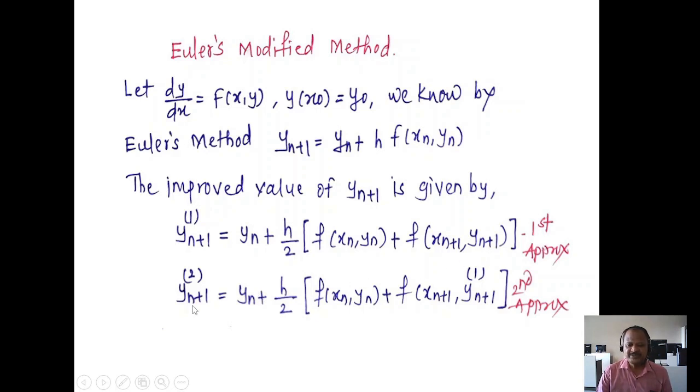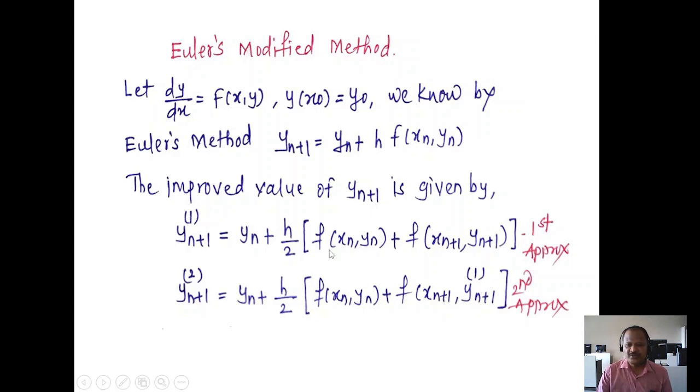The second approximation is given like this: yn plus 1 raised to 2 is equal to yn plus h upon 2 into the bracket f of xn comma yn plus f of xn plus 1 comma yn plus 1 raised to 1. So, this uses the first approximation.